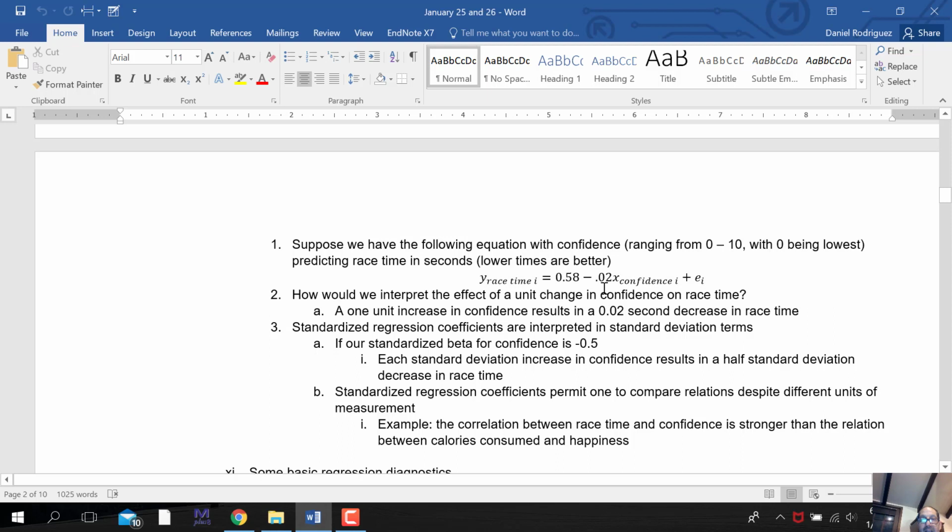The way we would interpret this, and it's very important that you do this correctly: each unit increase, I didn't say decrease, each unit increase in confidence, so from 0 to 10, is associated with a 0.02 decrease in race time. A 0.02 second decrease in race time, because the race time is in seconds. Now, if there were more variables here, we'd say holding all other variables constant, but this is a simple regression model with only one predictor.